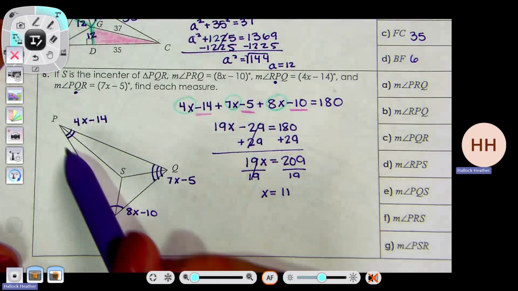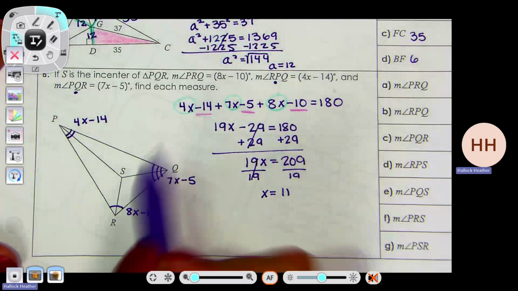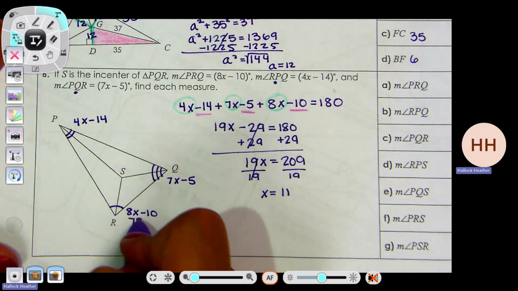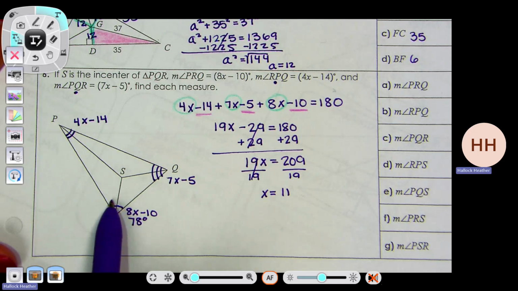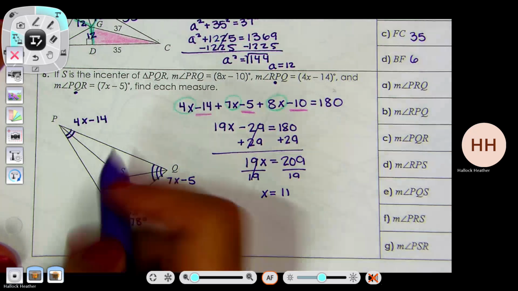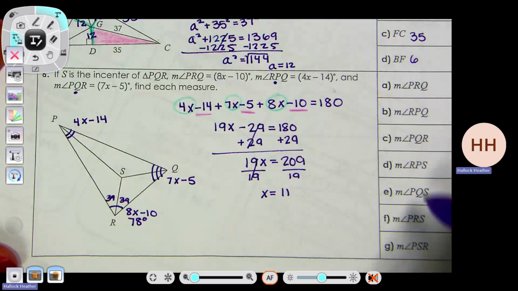Okay, so when we plug this in, 8 times 11 minus 10, how much is this one if I plug that in? 78. So let's use our big brains. If this is 78, the whole thing, and they're made by angle bisectors, how much is each side of this? Half of it. So what's 78 divided by 2? 39. So both sides of these are 39. Because there's a million answers, they're probably going to ask for some smaller answers as well.